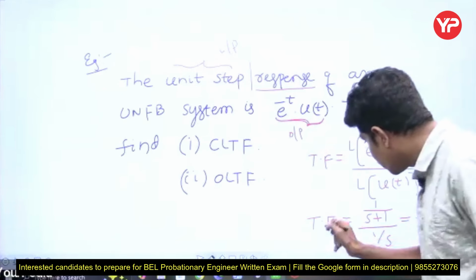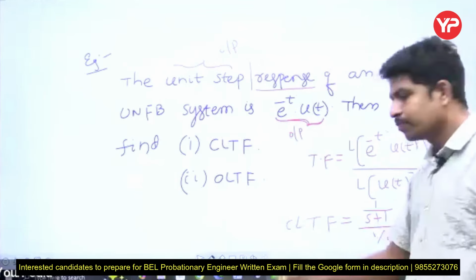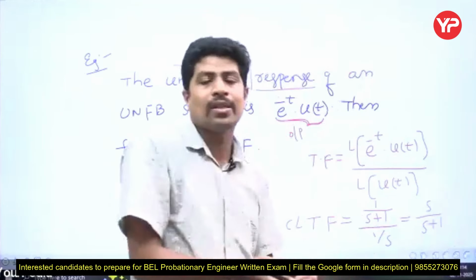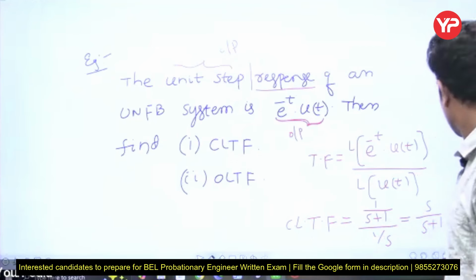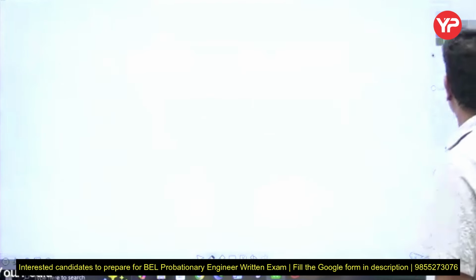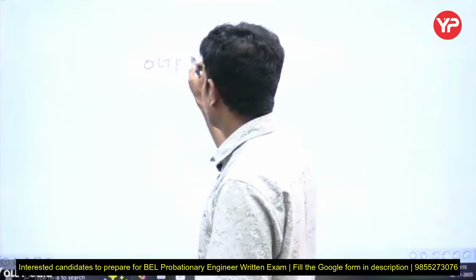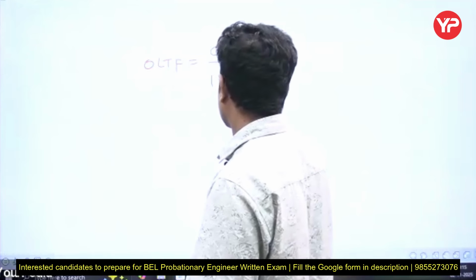What is this? Transfer function means what? It is by default the closed loop transfer function, as I told you. Whenever you get any transfer function from any given circuit or from the given data in time domain, that is always the closed loop transfer function. Then how to get the open loop transfer function? You know it very well. OLTF is equal to CLTF by 1 minus CLTF.